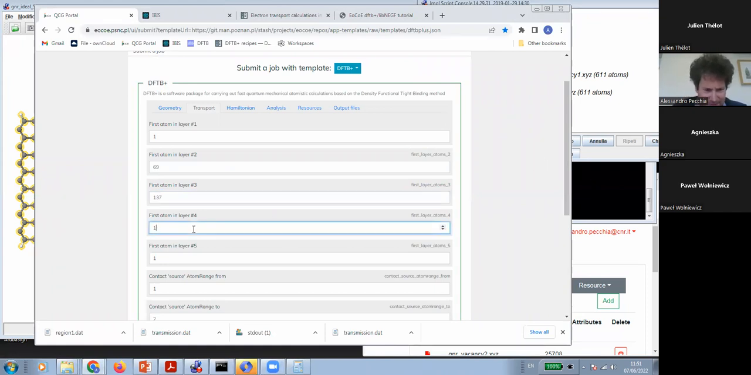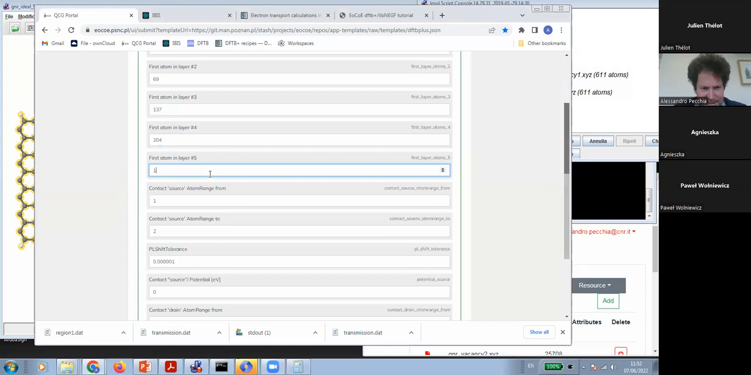But then from the fourth layer, the fourth layer is the one with the vacancy. So instead of going up to 215, it goes up to 204. So if I go to the chat, the new numbers for the layers are 169, 137, then 204, 272. And of course, everything is shifted by one also on the contacts: 475 and then 476 and 611. So these are the new layering and all the atom indices with one atom less.